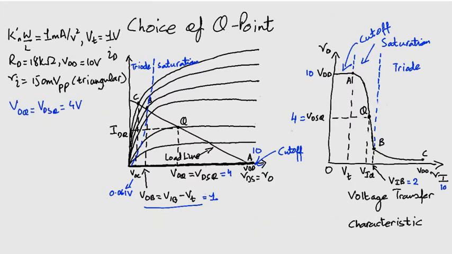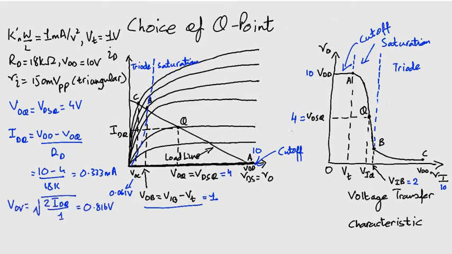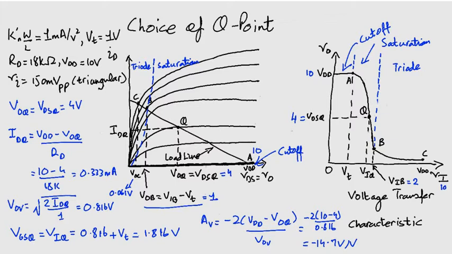We first need to find the current at the Q point, that is IDQ. And this comes out to be 0.333 milliampere. Now we need to find VIQ, that is the input value at the Q point. We find the overdrive voltage to be 0.816 volts at the Q point. And so VGSQ, the value of VGS at the Q point, or VIQ, the value of input at the Q point, comes out to be 1.816 volts. Using this, you can find the voltage gain of the amplifier, and this is minus 14.7 volts per volt.